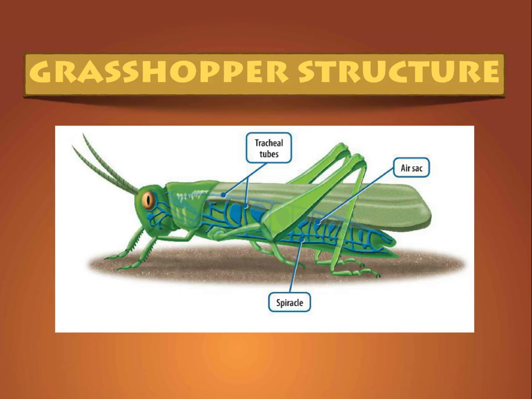And then the grasshopper structure, you have tracheal tubes, spiracles, air sacs. These are the respiratory system of the grasshopper. These are just some of the terms and parts of the grasshopper that you're going to need to learn because we are going to dissect it. So we'll spend more time on that in class.